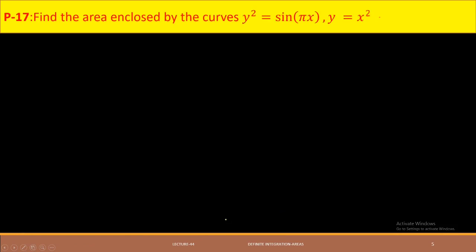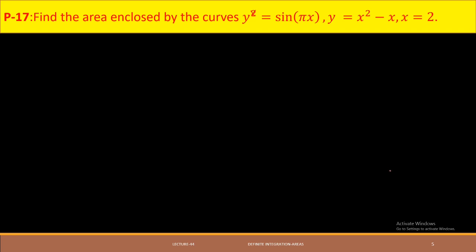Find the area enclosed by the curves. Actually there is a mistake here. This has to be y is equal to sine pi x, y is equal to x square minus x, and x is equal to 2 curves. So there are 3 curves given.